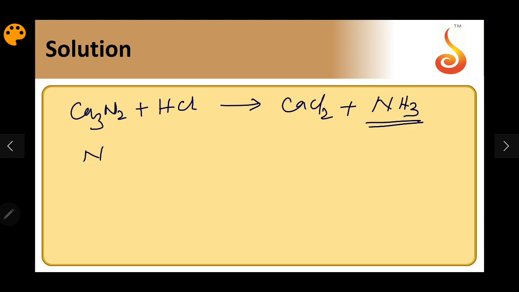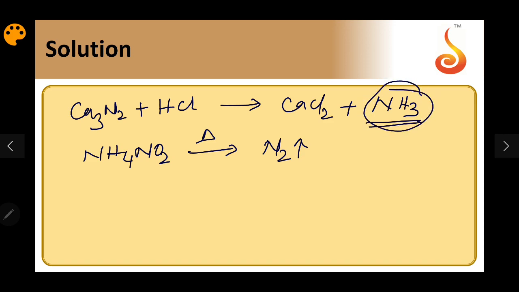Same way, if I take NH4NO2, it will give nitrogen gas on heating. So decomposition of ammonium nitrite will give nitrogen and H2O. So the gases are not the same. One is giving ammonia, the other is giving nitrogen. So option A is not correct.